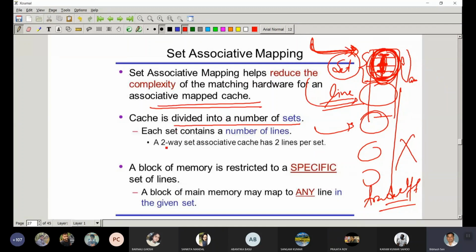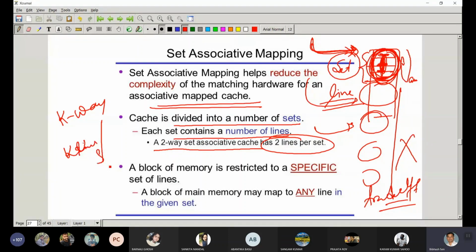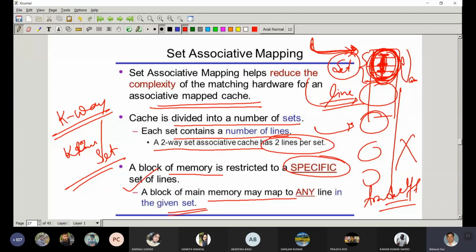Cache is divided into a number of sets, and each set contains a number of lines. In the two-way associative case, there are 2 lines per set. If I say 4-way, then 4 lines per set. If I say k-way, then k lines per set. That is called k-way associative. Is it clear? A block of memory is restricted to one particular specific set. A block of main memory maps to any line in the given set. Within the set, any line.